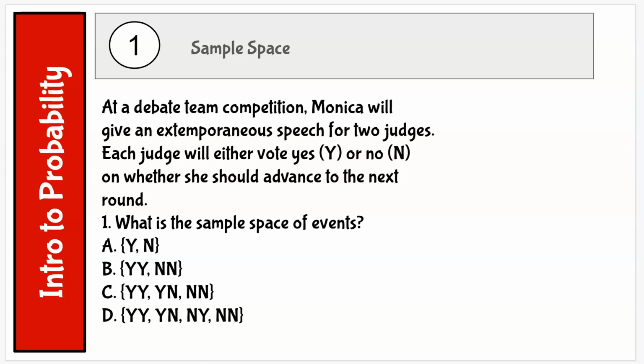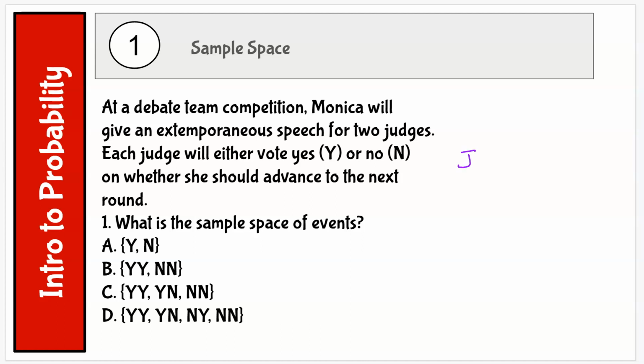A debate team has a competition, and Monica will give an extemporaneous speech for two judges. Each judge will either vote yes or no on whether she should advance to the next round. So our job is to figure out what the sample space is. What are all the outcomes we could have? Remember, we can do a tree diagram on there.